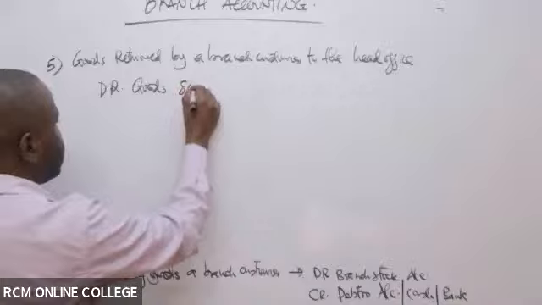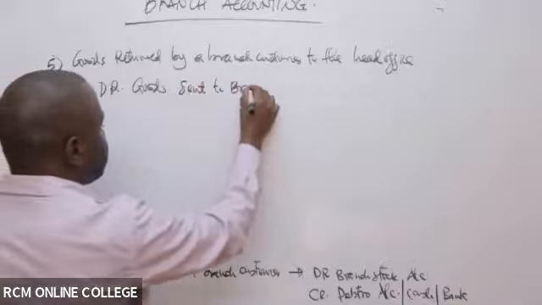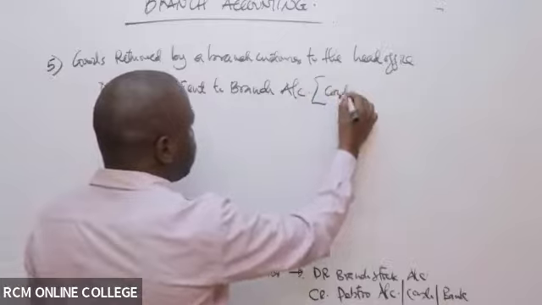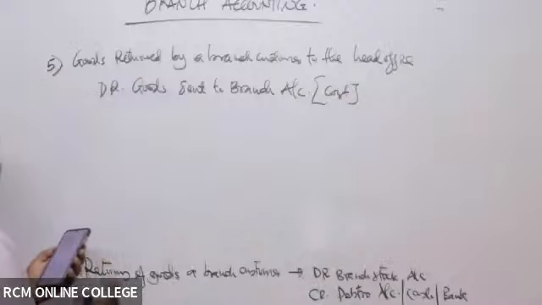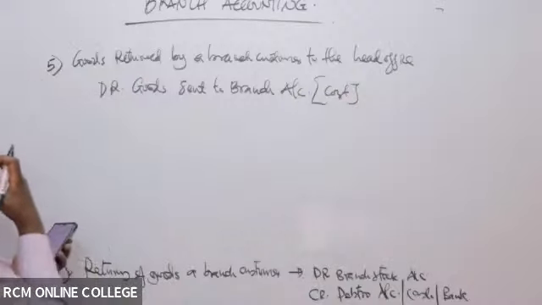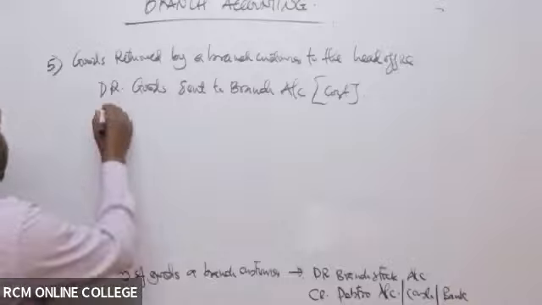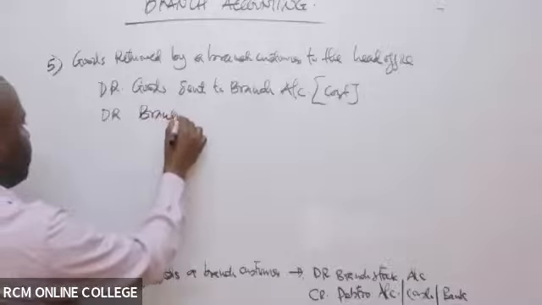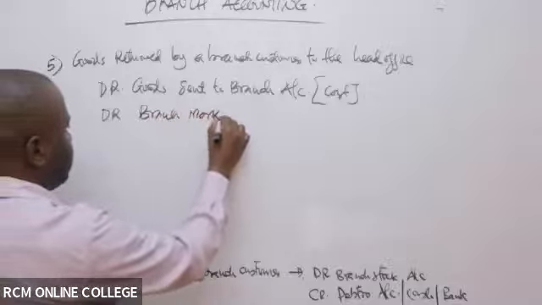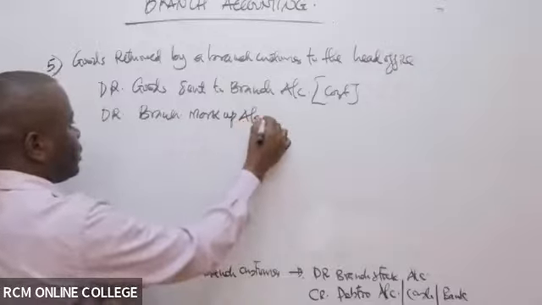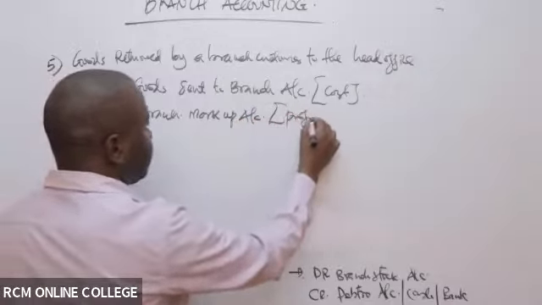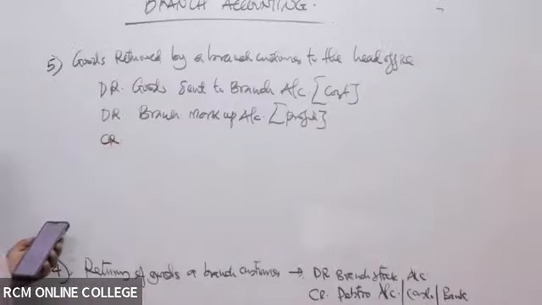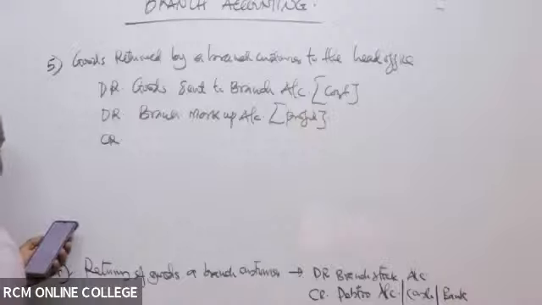Goods sent to branch account. This one will likely be at cost. Then you debit the branch markup, the profit element. You debit the branch markup account. In this case, you'll be dealing with the profit element in these goods that have been returned. Then you'll credit, in this case, the branch debtors account.